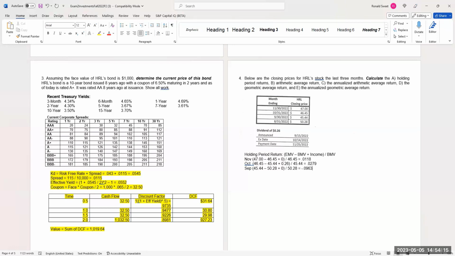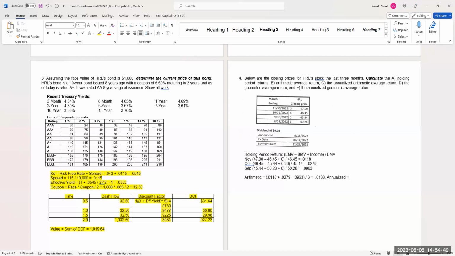Notice how I do everything in decimals. So that gives me the first part, calculate the holding period returns. The arithmetic return is just going to be the average of them. So 0.0118 plus 0.0279 minus 0.0963, divided by 3. So that's going to equal minus 0.0188.